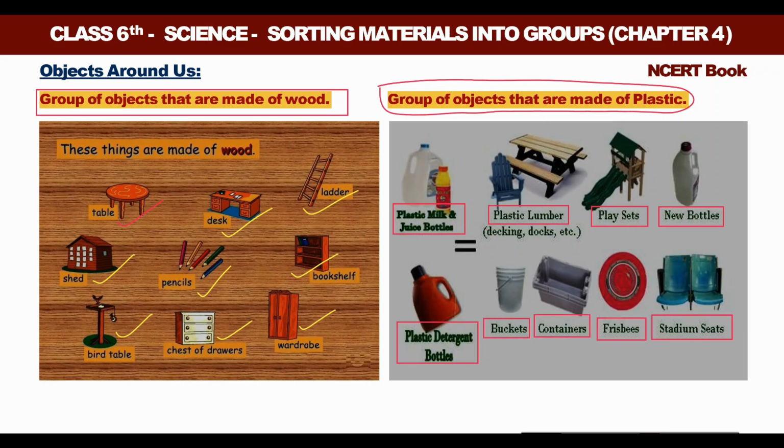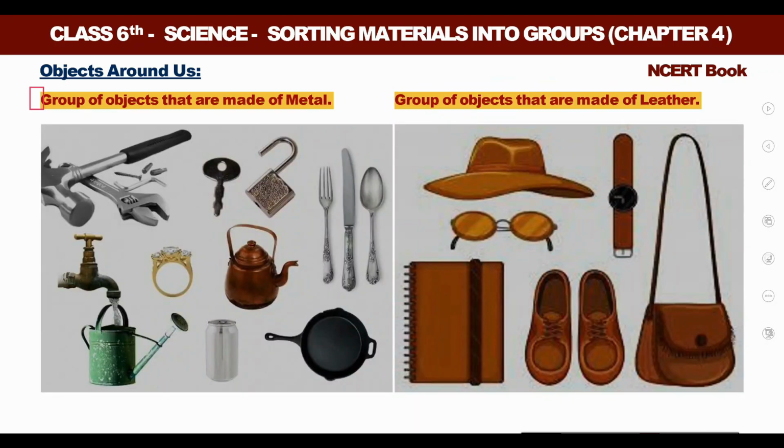So many others also. Here let us see the group of objects that are made of metals. So the metals are there. You know that there is a hammer, pliers, nails, keys, locker, a fork, then a knife, spoon, kettle, rings, taps. So you can say that so many things are there made of metals.